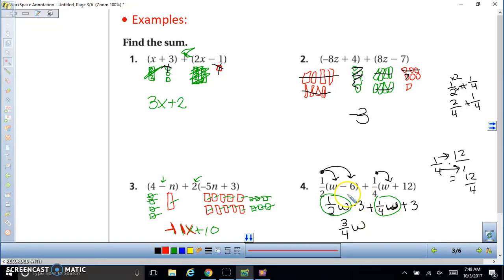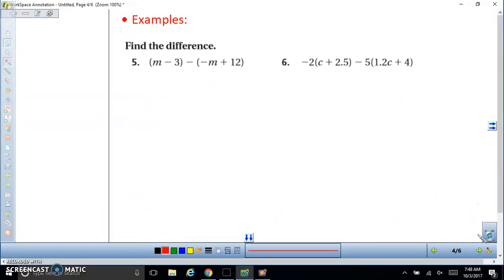Then we have a negative 3 plus 3. They cancel out, and we are left with 3/4 w. That's exactly what we did over here with algebra tiles. All right, let's practice our last 2 examples using algebra, not the algebra tiles. It does get a little bit more messy when we're talking about finding the difference, that subtraction in between them.